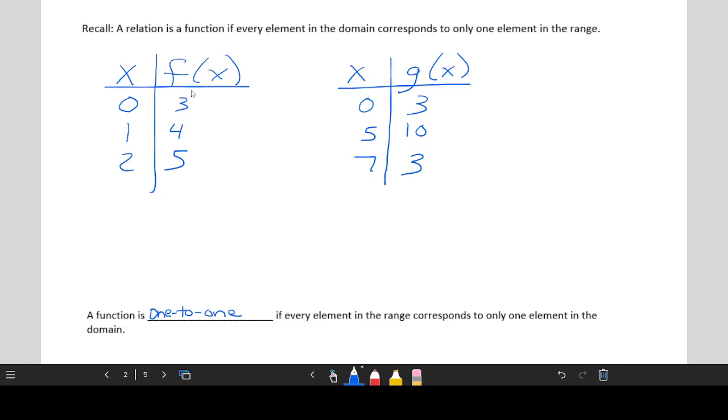This function f here is one-to-one, so the y value of 3 only shows up once, the y value 4 only shows up once, and the y value 5 only shows up once, so that one is one-to-one. Here though, we see the same y value coming from different x values, so that one is not one-to-one. They're both functions because every x value only shows up once, but this one's not one-to-one because the same y value shows up more than once.